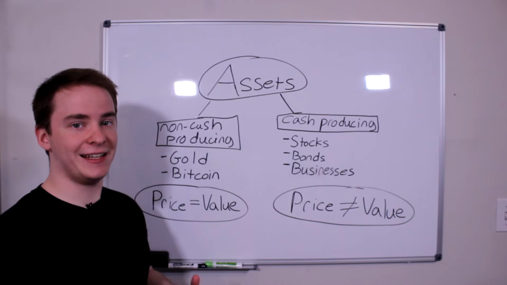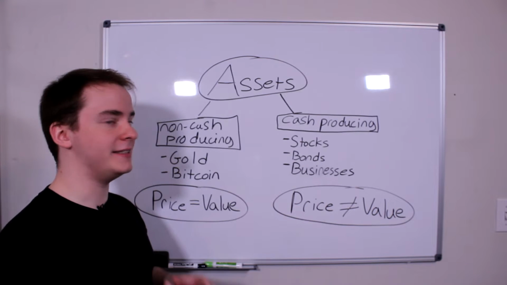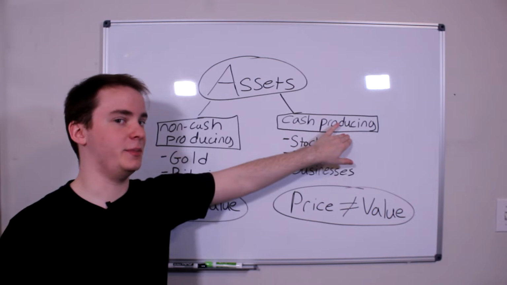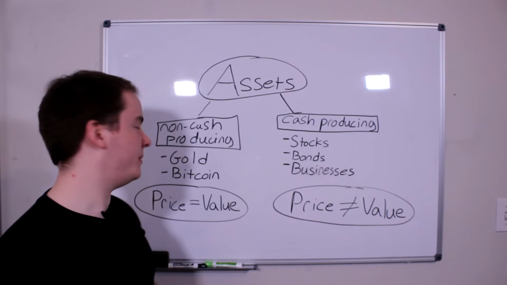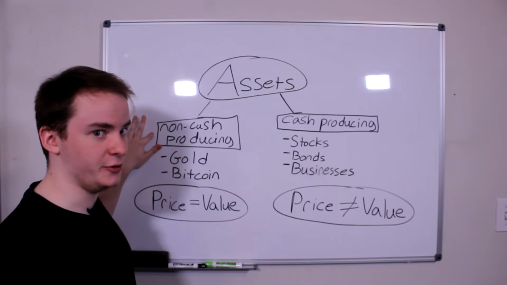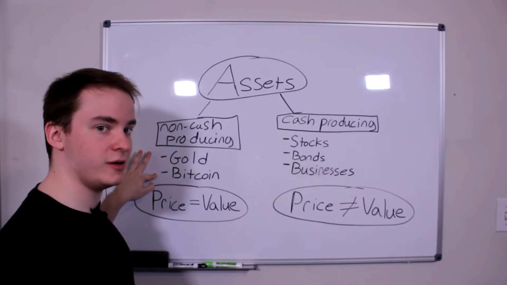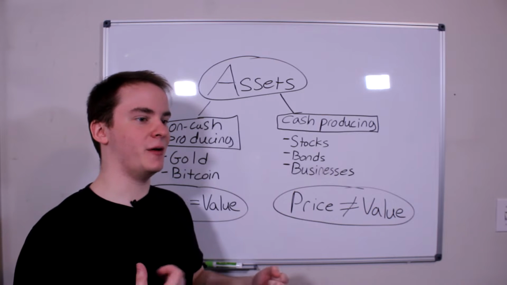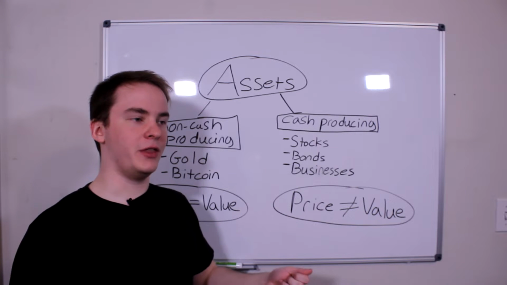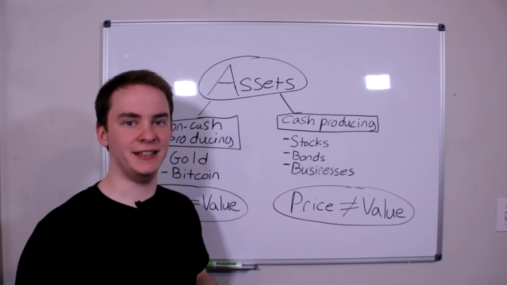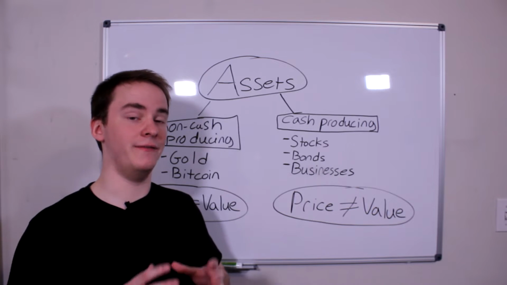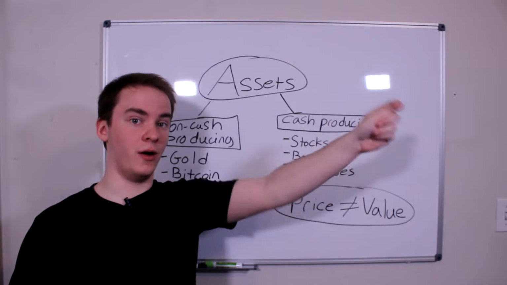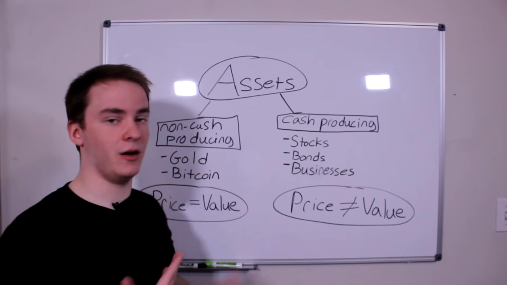Now, the two main asset camps are assets that are non-cash producing and assets that are cash producing. The way you can think about this is that a non-cash producing asset, such as gold or Bitcoin, is an asset you're buying in and you want the price to go up, but there is no cash flow coming in from that asset. So you realistically don't have any way to value it other than the fact that in the future you believe it's going to be worth more or worth less, and thus you trade it accordingly.